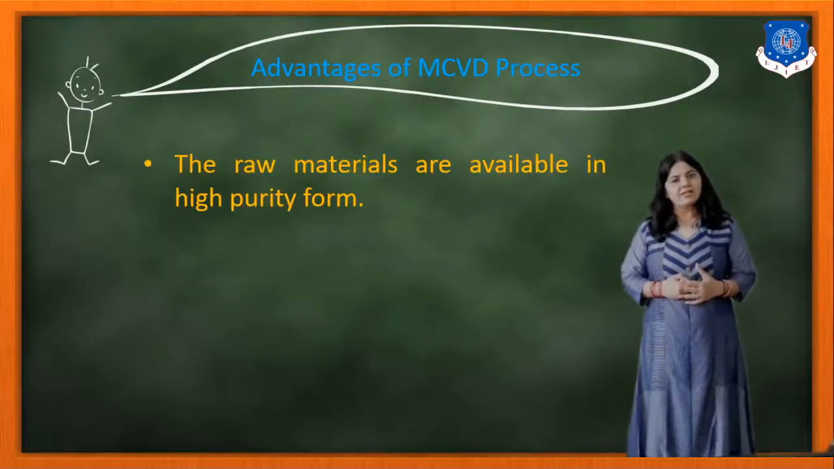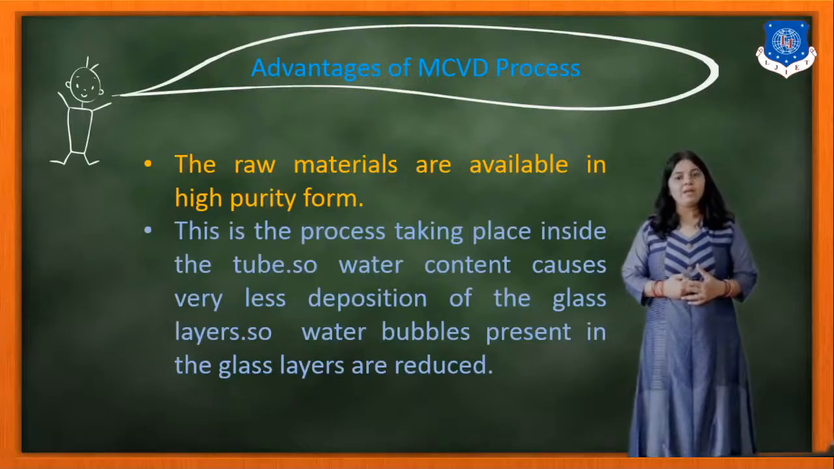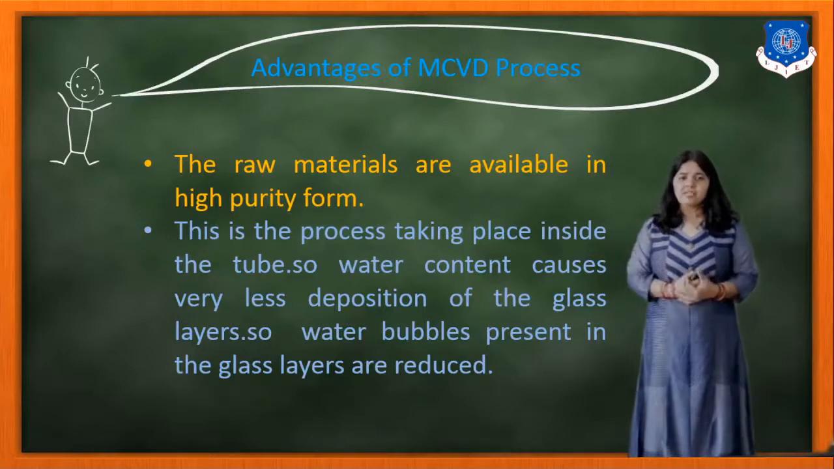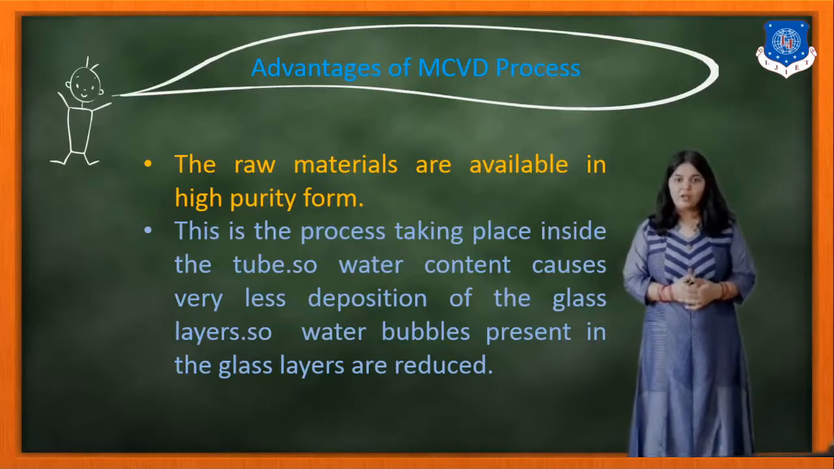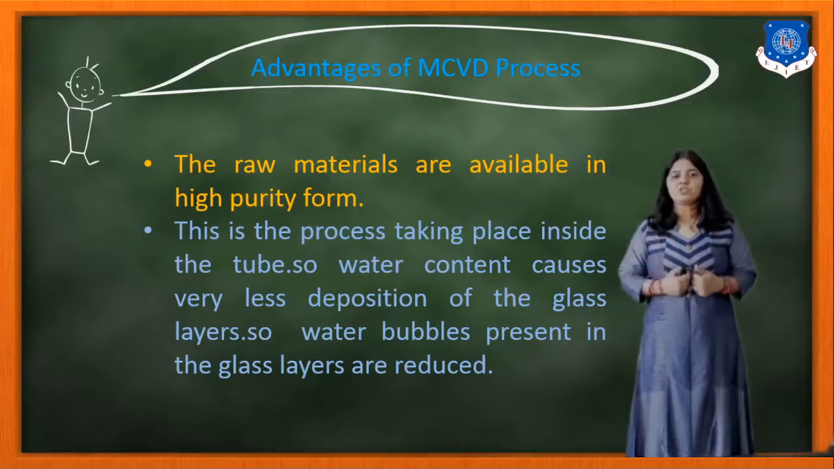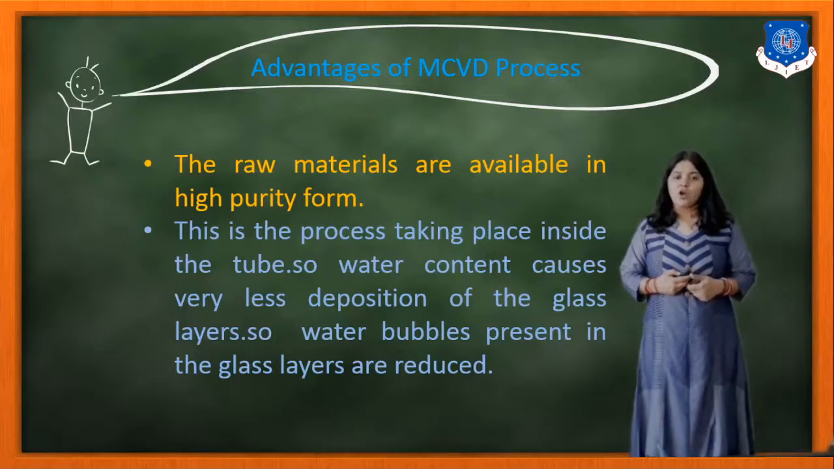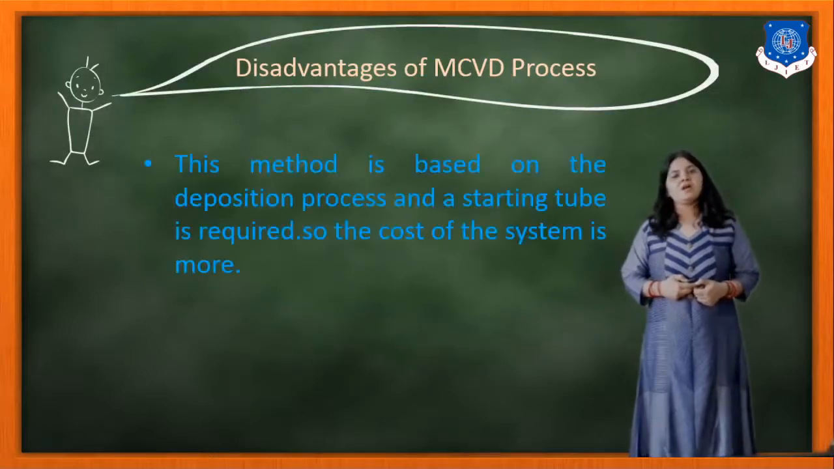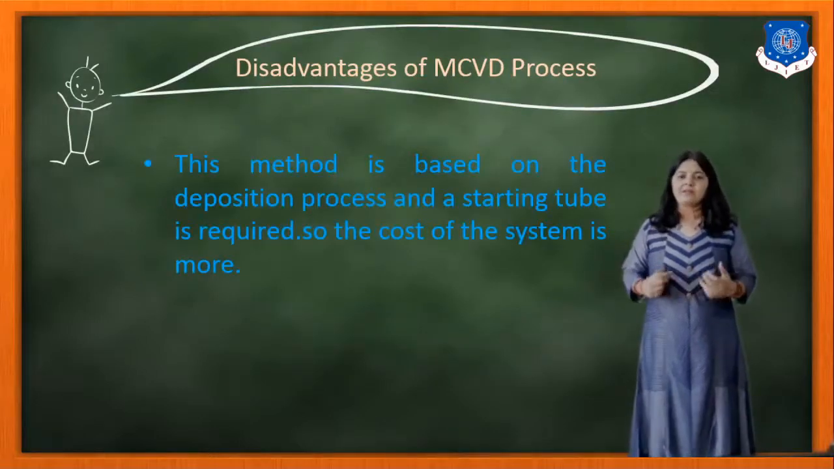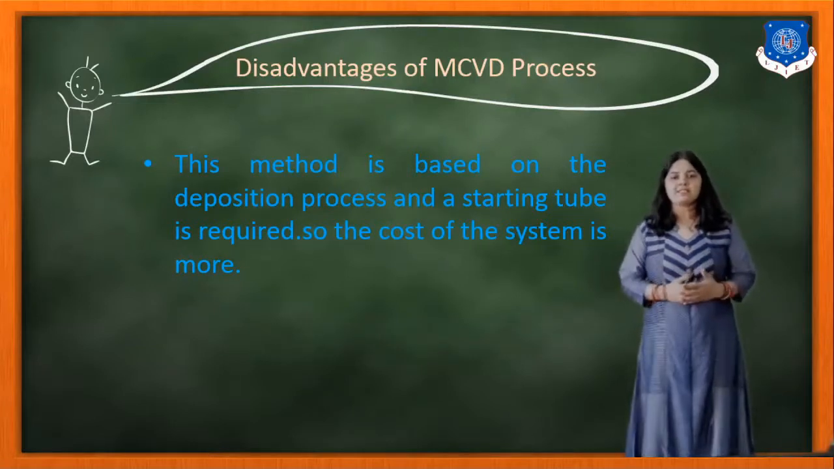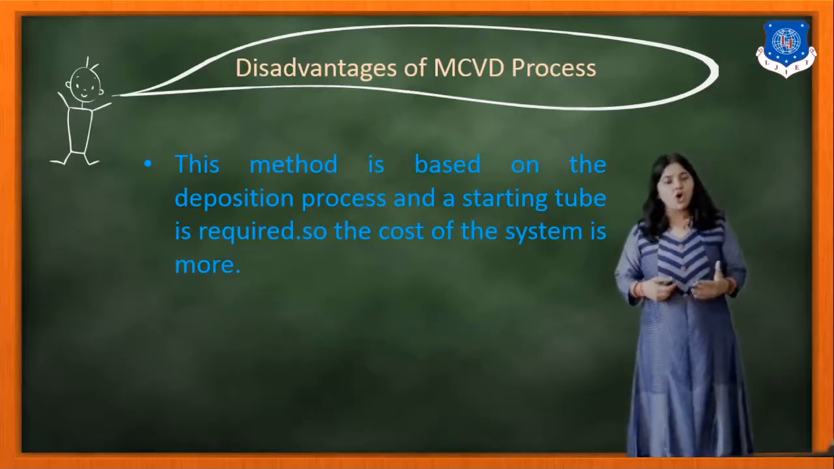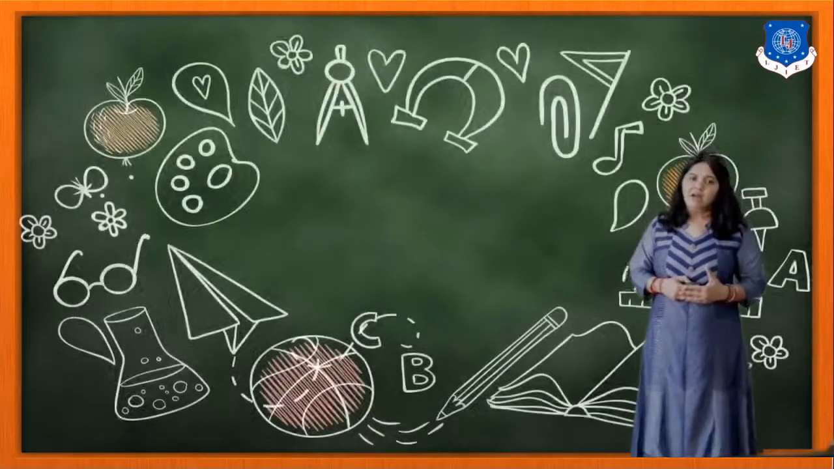What are the advantages? The raw materials are available in high purity form. The process takes place inside the tube, that is the important point. So the water content causes very little deposition in the glass layer, so water bubbles present in the glass layers are reduced. The disadvantage is that the method is based on a deposition process and a starting tube is required, so the cost of this system is higher.